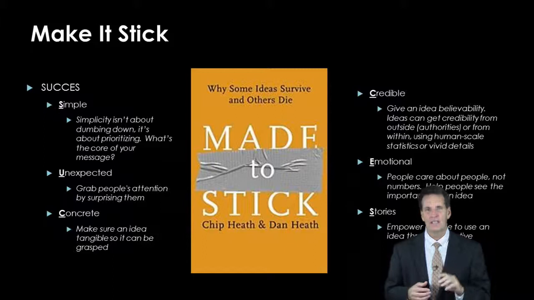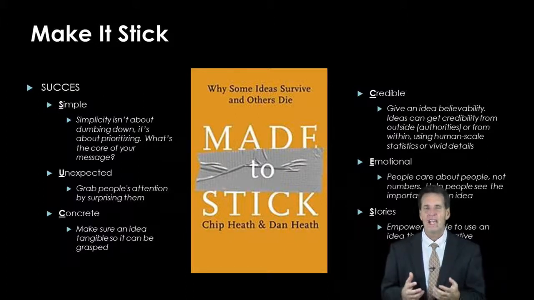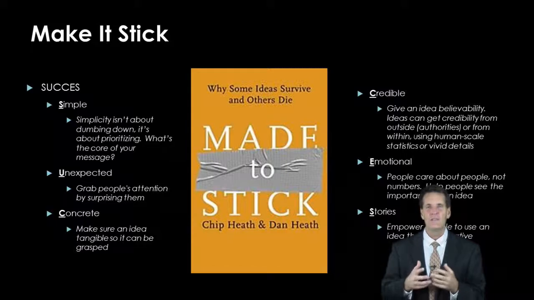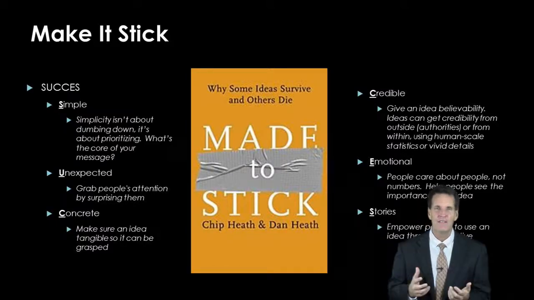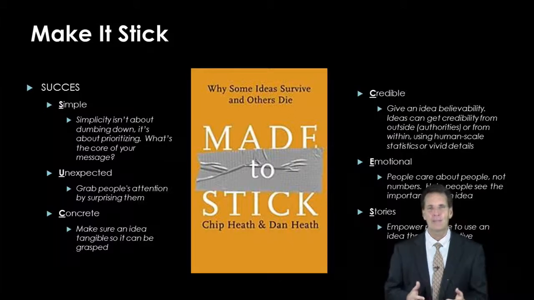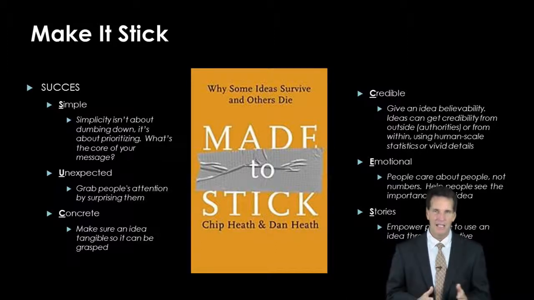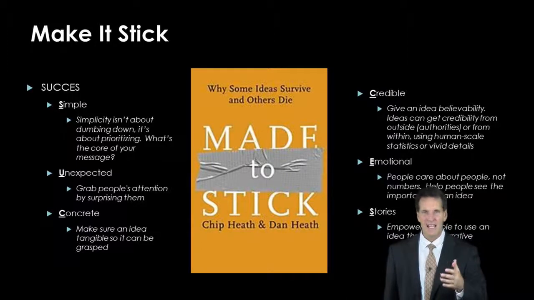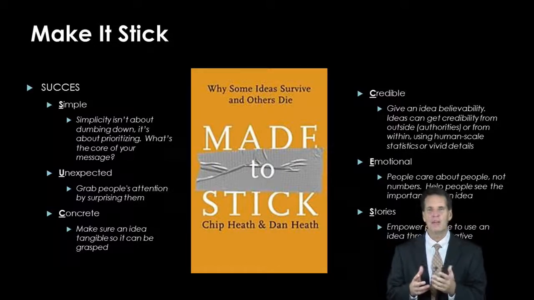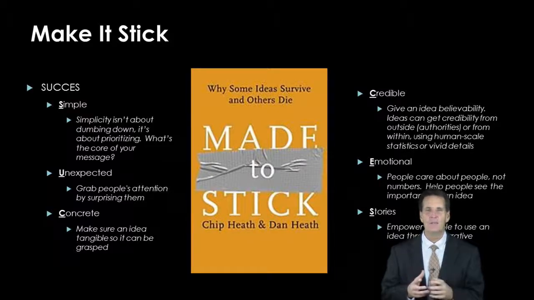And then the fourth letter, the second C, is credibility. Give an idea credibility or believability. Ideas can get credibility from outside the organization or even inside the organization. You can use statistics, you can provide vivid details. Now the E in SUCCESS stands for emotional. People care about people. They just don't care as much about numbers. So help people to see the importance of an idea at a people level. The sixth letter is S, and it's for stories. We know the importance of stories, and the importance is that we empower people to use an idea through a narrative.